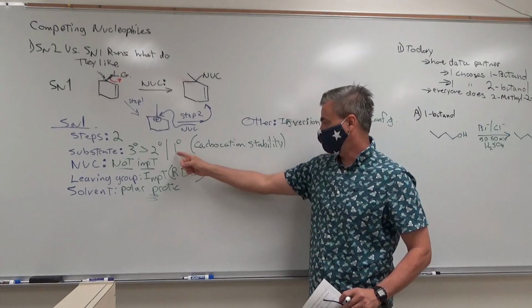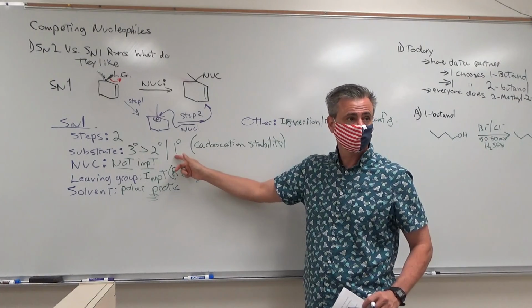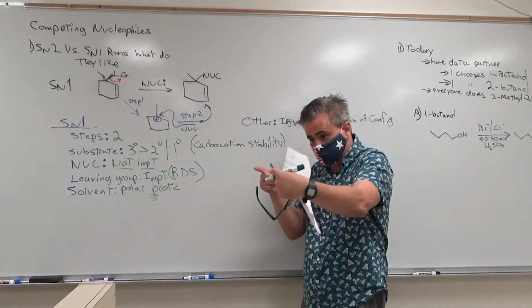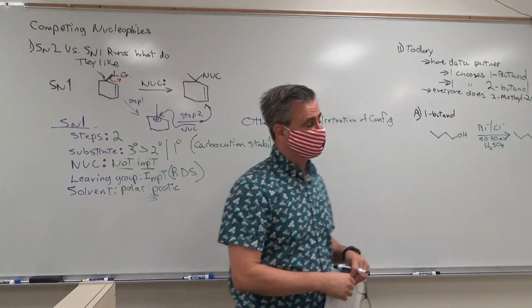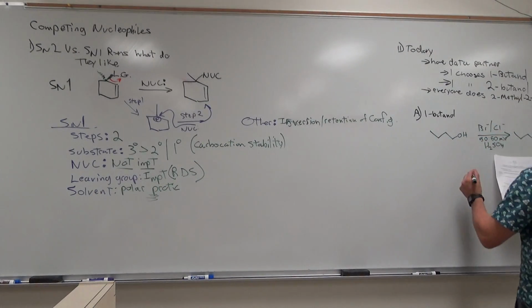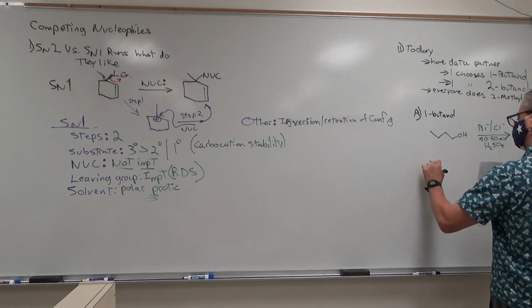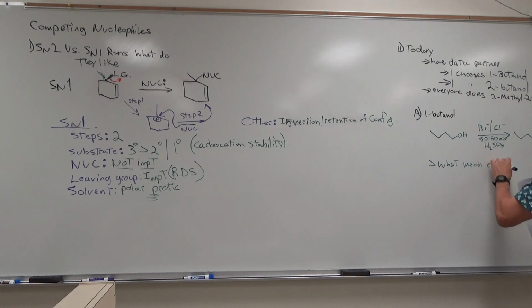I don't remember if I said why primary doesn't happen. It doesn't happen because a primary carbocation is just too unstable. It doesn't have enough carbons to help out. And all those extra carbons helping out in the tertiary is why it's so good. So we would expect SN2. I've got the wrong thing in my notes. SN2.